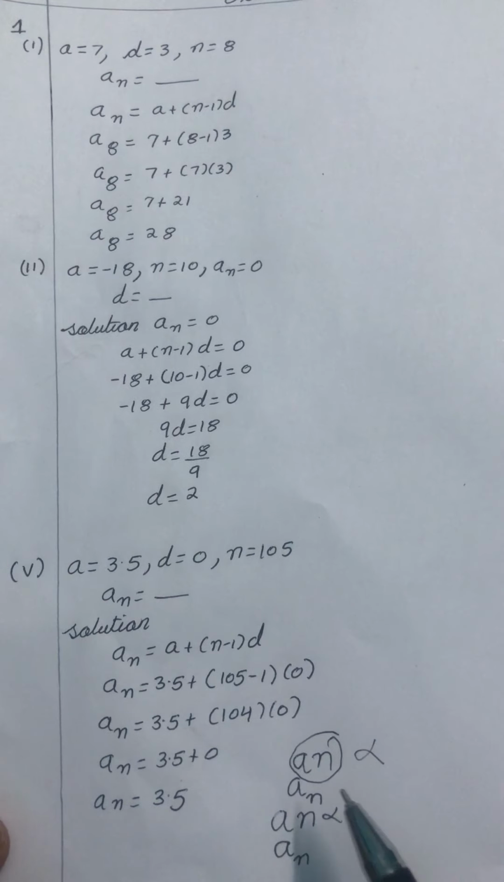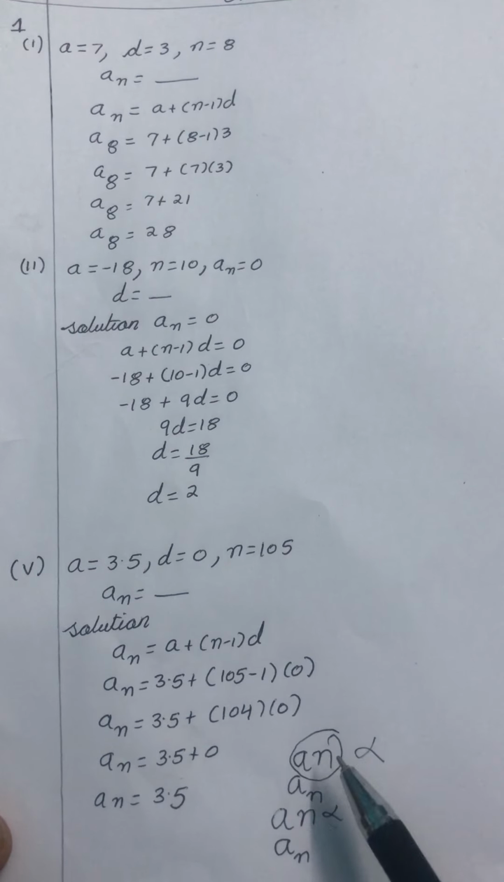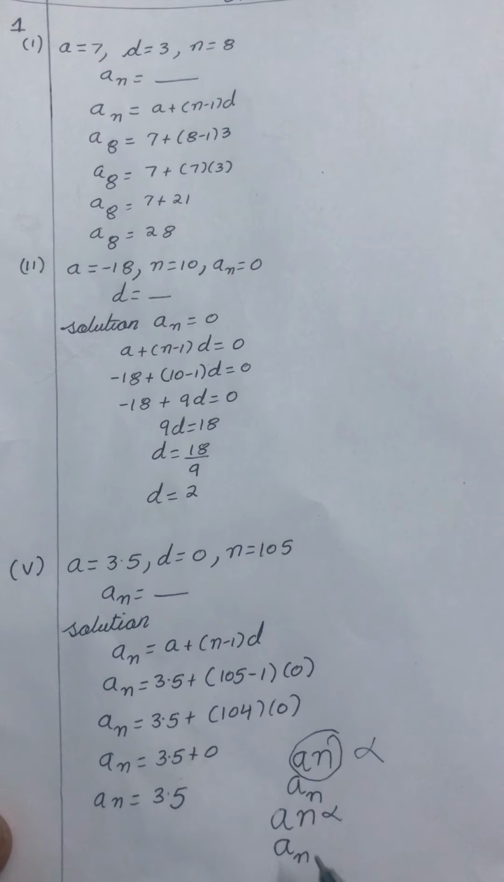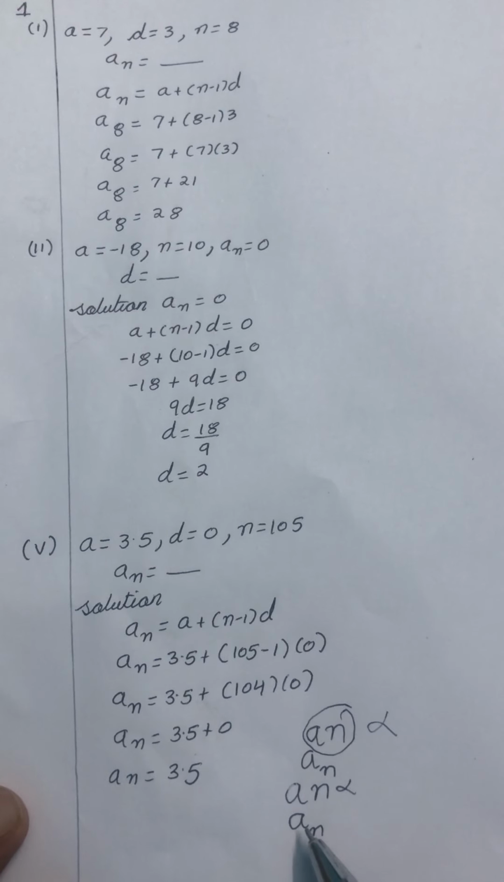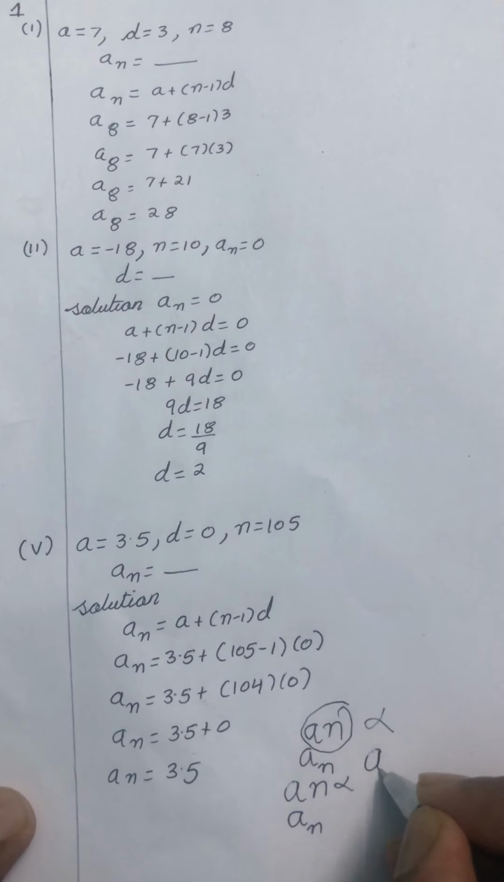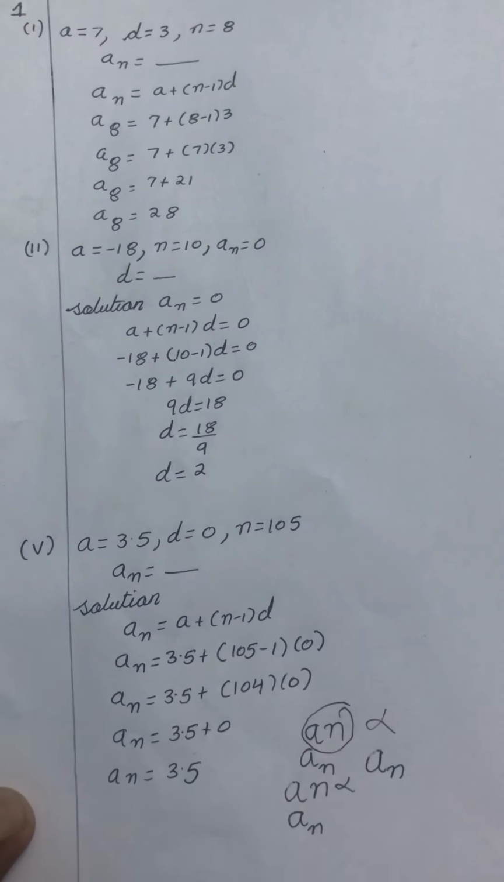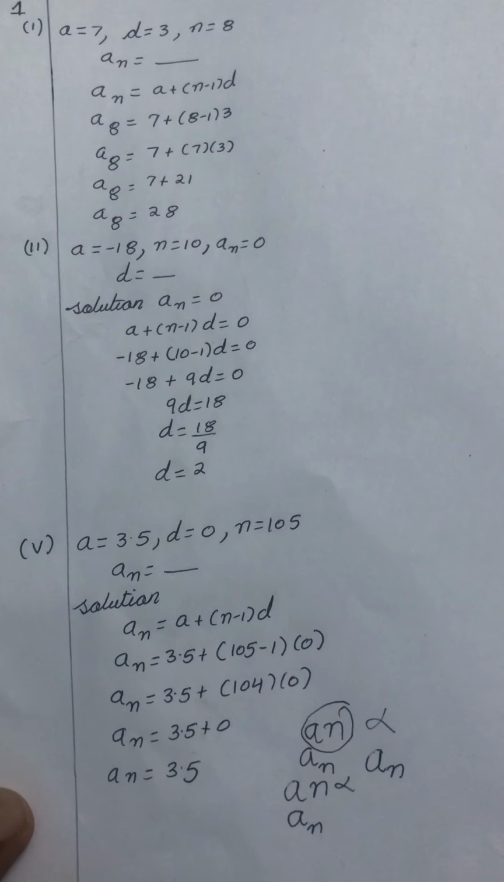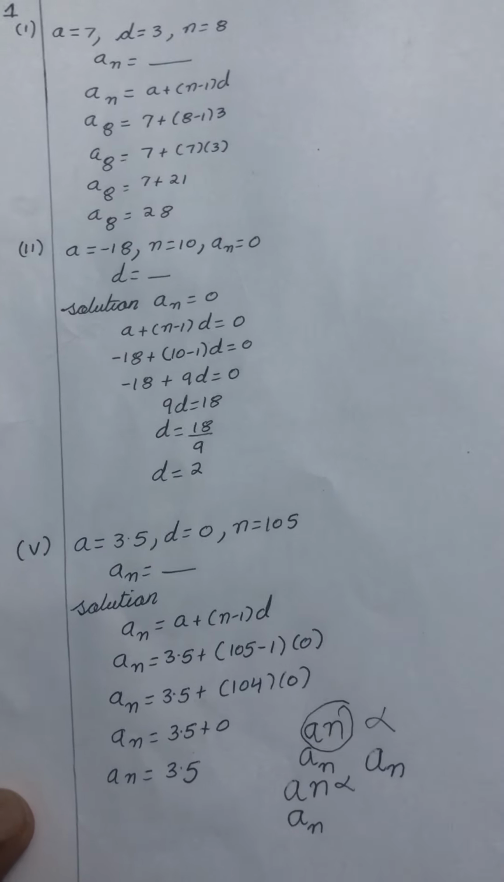This n is not a coefficient of a, so don't write this n as a coefficient of a. Write this n very small and at the down position of a. Be careful how you write an. Okay, like this way we write an. So an equals a plus (n minus 1)d. Now second question.